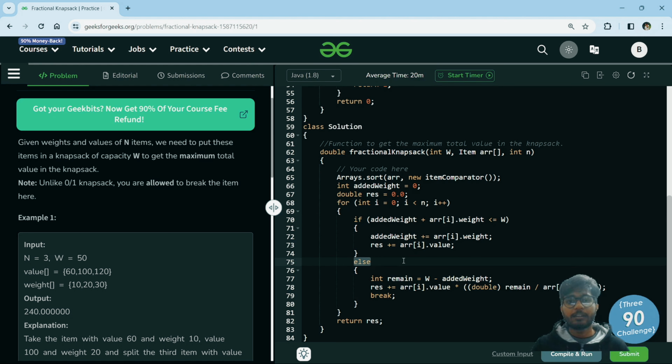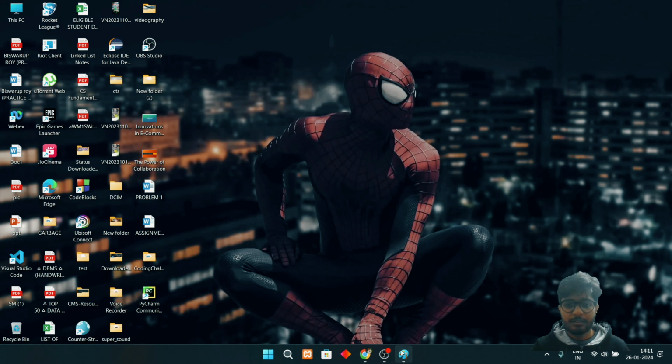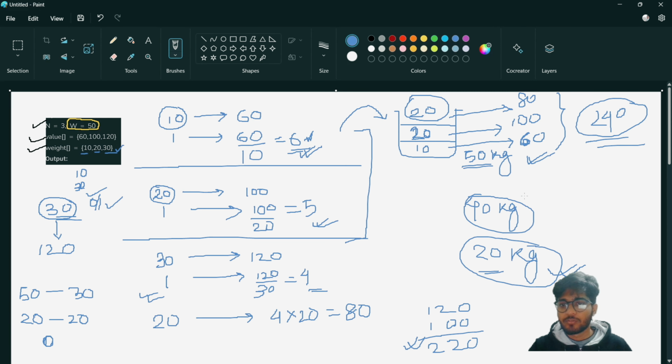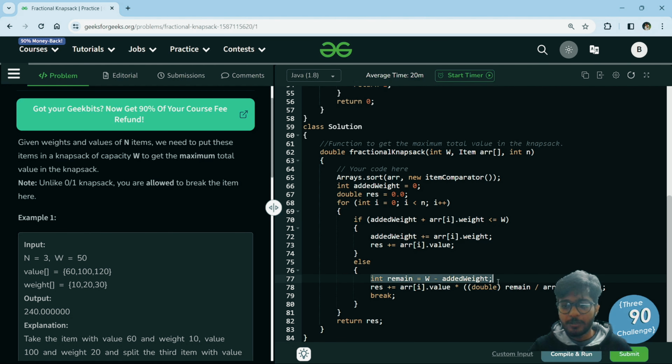In the else part, we have to calculate the remaining capacity of our knapsack. We have done it, right? The total weight for two items was 20 plus 10, that is 30, and the capacity of the knapsack was 50. So we can add only 20 kg of the item in the knapsack. And accordingly, we have calculated the value of 20 kg of the third product and we have added it in our result, that was 80. The 20 kg of the third product returns a value of 80, thus we have added it. So similarly, we will calculate the remaining weight which we can add in our knapsack, and then we will simply update our result variable.